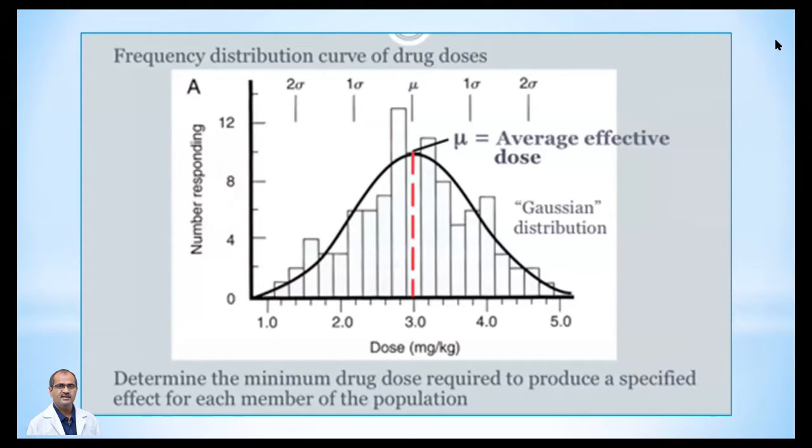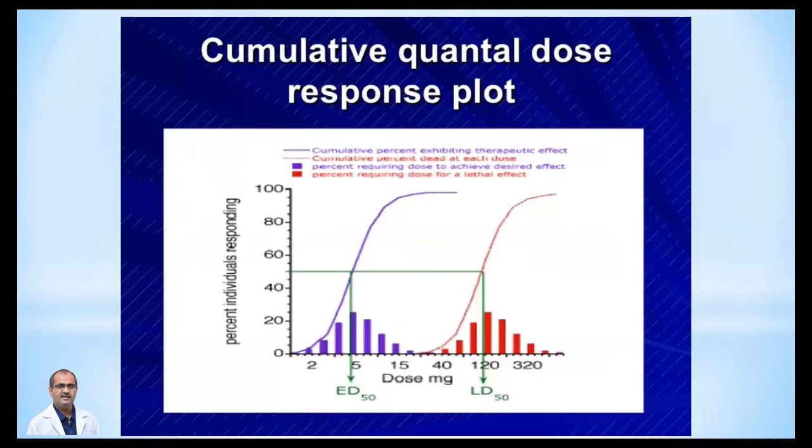Here the dose is increased, and 3 milligram per kg may be the maximum response. We determine the minimum drug dose required to produce a specific effect in each member of the population. Here the drug is tested over a population of animals. So how much? Is 50% of the population affected, or 100%? It is plotted like that. So one is the graded response and this one is the quantal response.